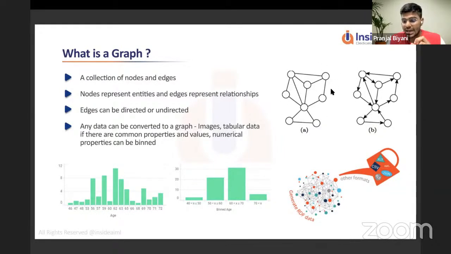So when I look at this graph of students, can you tell me which is the student who is the most popular student or the most friendly student? Is there any student who is most friendly when you look at this graph? Anyone? I'm looking at the Google chat.